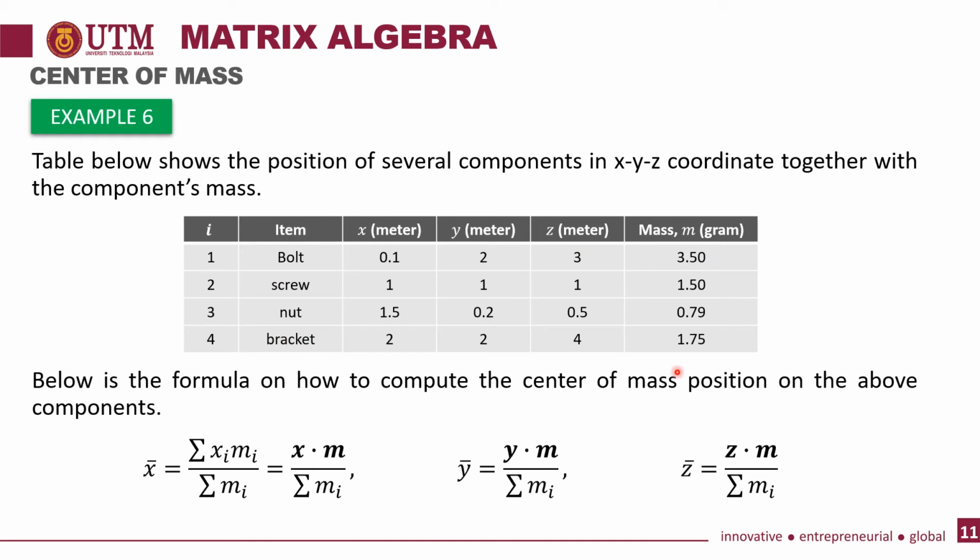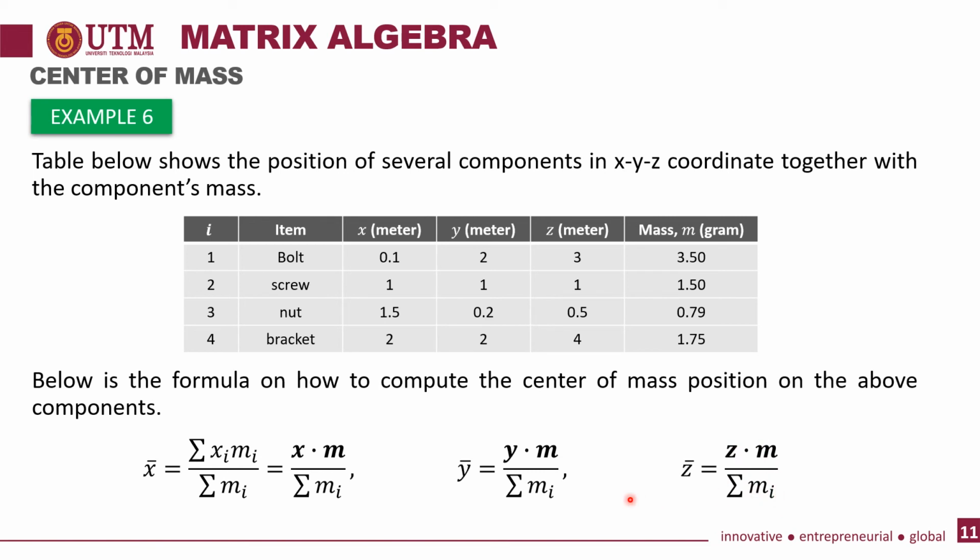So how do we calculate it? We refer to this formula, which shows how to compute the center of mass position of the above components. For the x coordinate of the center of mass, it is x dot m, divided by the summation of mass. For y, y dot m, where y means all of these coordinates and m is all of this mass, divided by the summation of all the mass. Z dot m, all of the z coordinates dot product with m, divided by the summation of mass.